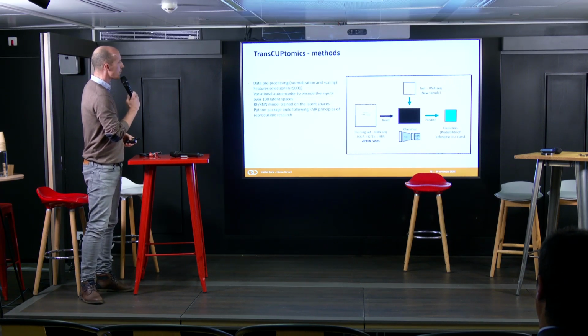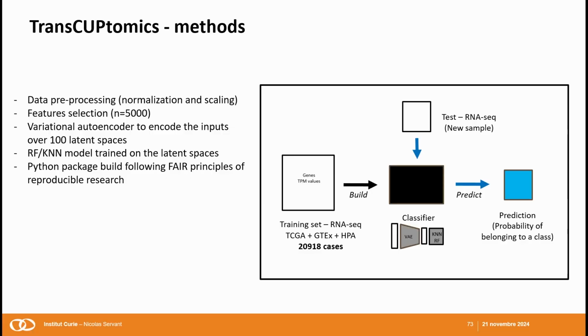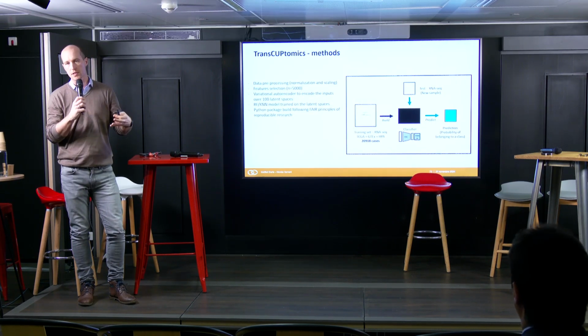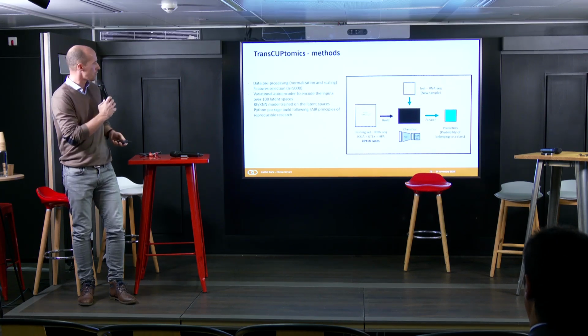Okay, so very briefly, because I don't think that's the main topic here, how it works: that's a classifier which is based on both deep learning and machine learning methods. You have an autoencoder that will reduce the dimension of the data to work with latent spaces, and then we were training multiple machine learning algorithms. And so at the end, you train the data, you have the classifier, and it gives you the probability of the primary tumor.